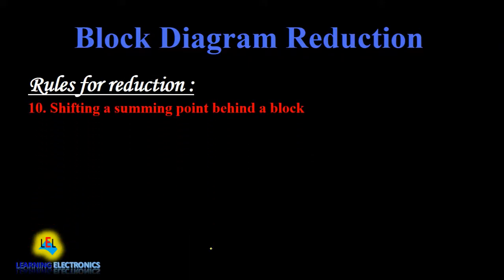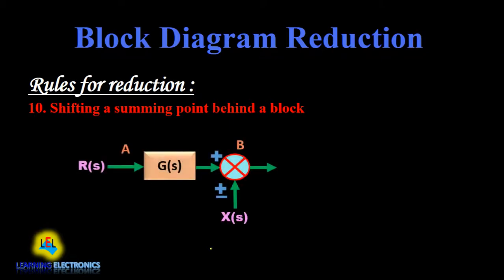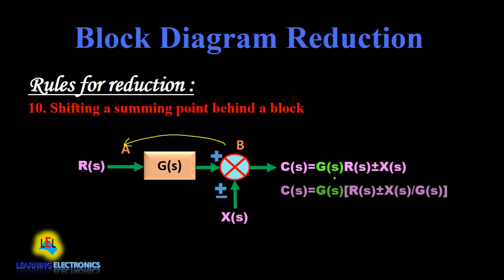Next is shifting a summing point behind the block. So this is the summing point which we have to shift behind the block G(s) at position A. The output C(s) should not change. C(s) is equal to G(s) into R(s) plus minus X(s). So when we take G(s) common from this equation, we get C(s) is equal to G(s) whole multiplied by R(s) plus minus X(s) by G(s). So this is the output which we have to get when we shift this summing point behind the block G(s).